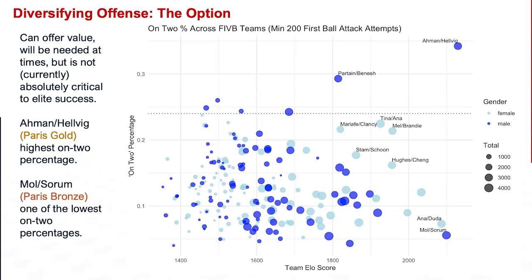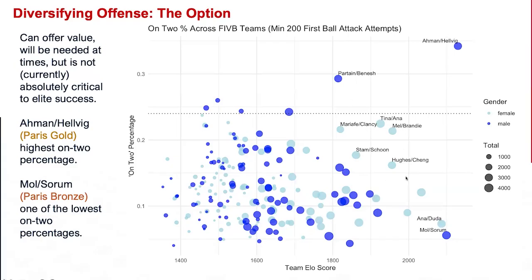And it's not necessarily just one gender. We have Ahman and Hellvig up here on the top right. Of course, they won the Olympic gold in Paris, but down here on the bottom right, which is a lower on-two percentage, we have Ana and Duda, who won gold on the women's side. We have Mol and Sørum, who won bronze on the men's side.